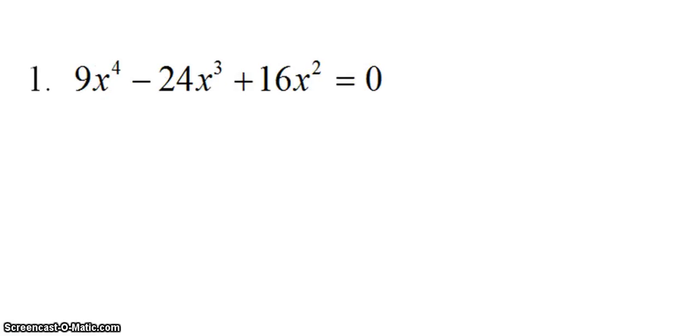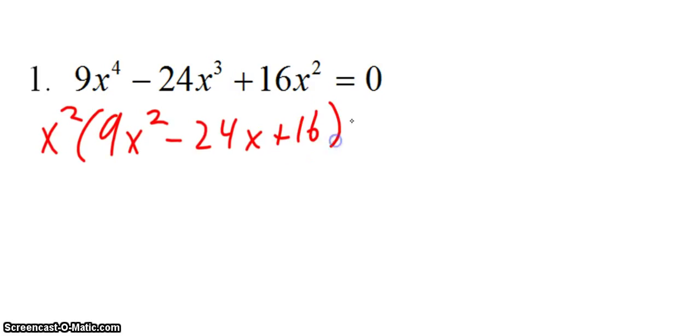Okay, so moving on to the first example. We have 9x to the fourth minus 24x cubed plus 16x squared equals 0. We're trying to solve. What's a good idea to do to solve? Well, this looks like a potential factoring problem to me. I see that I have a greatest common factor, so I want to take out the greatest common factor first. My greatest common factor is x squared. And I'm left with 9x squared minus 24x plus 16.